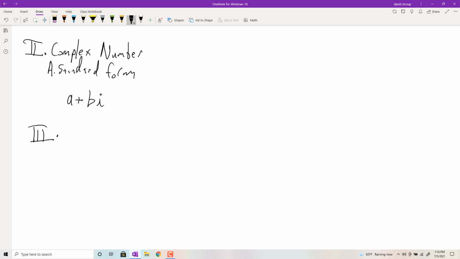Let's look at adding and subtracting these things. Basically, you're combining like terms. You're combining the real parts together and the imaginary parts together. So it just comes down to combining like terms.